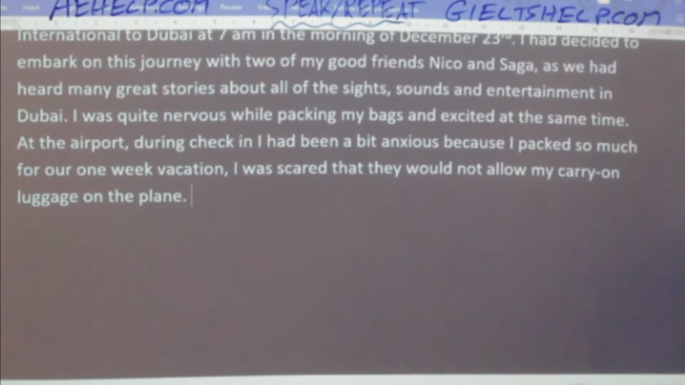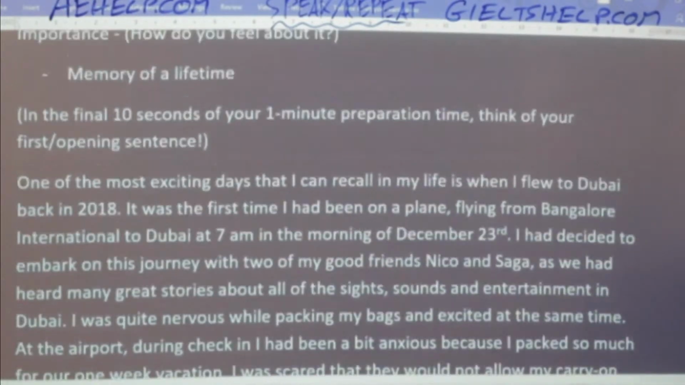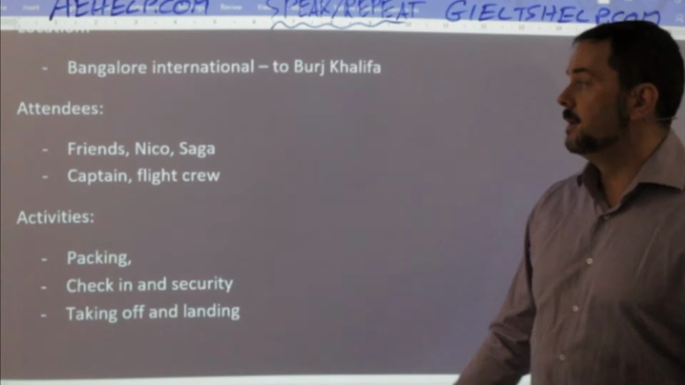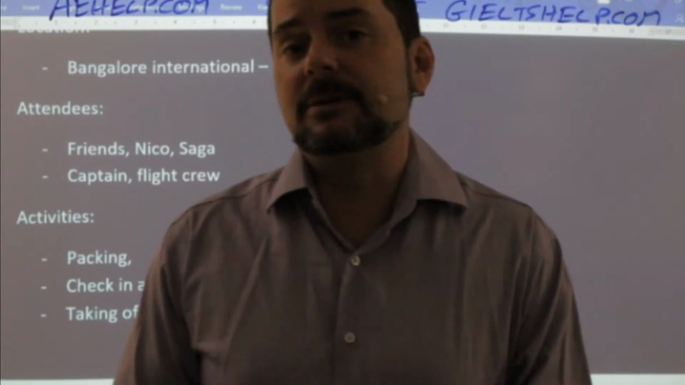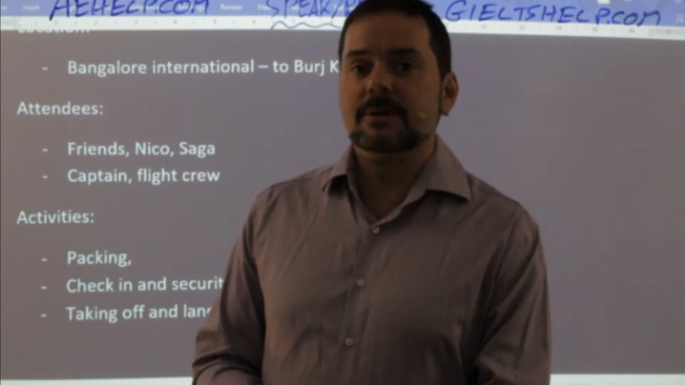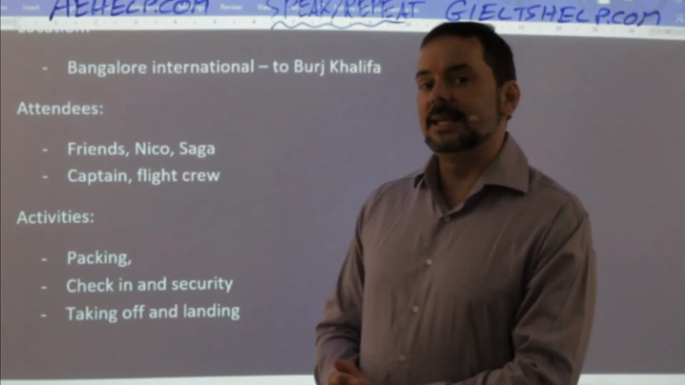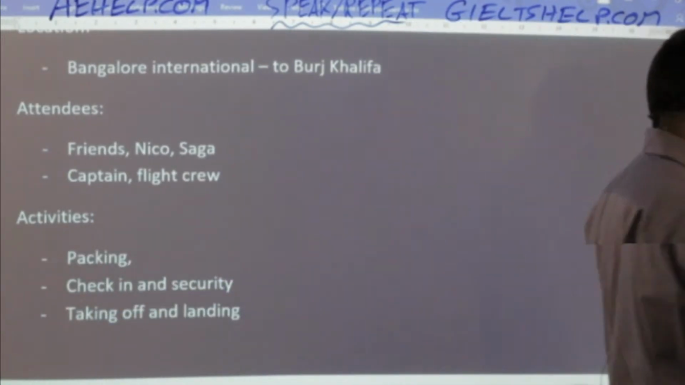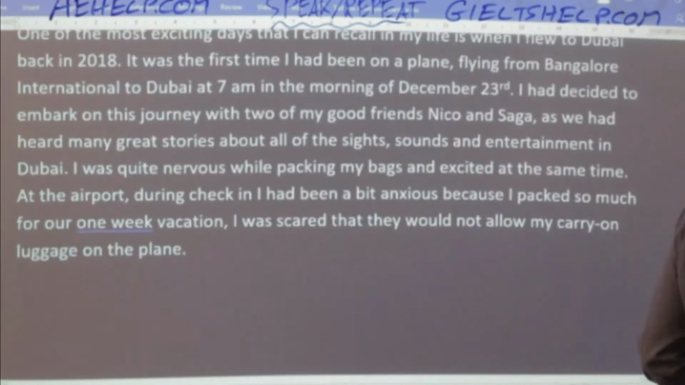Okay, so notice how I'm just basically going through those points. Now, if I forget what I want to say at this point, I'm just going to go back and look at my notes. I know I'm talking about the attendees, so I talked about my friends Nico and Saga, who we are planning to explore Dubai with, maybe do some indoor skiing, some bungee jumping from the Burj Khalifa or somewhere else, riding some camels in the desert. Who knows? Oh, there's captain and flight crew. Okay, all right. Let's see what we can write about that. All right?